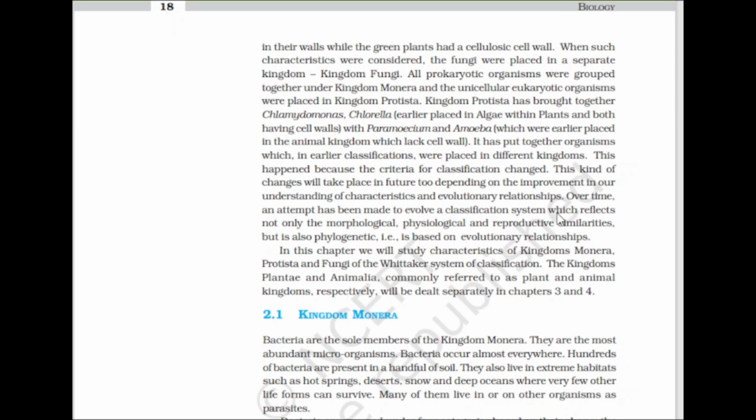In this chapter, we will discuss the kingdoms Monera, Protista and fungi, and how we take a system of classification. The other kingdoms, plant and animal, will be covered in separate chapters, chapter 3 and 4, exclusive to the kingdoms of plant and animal.